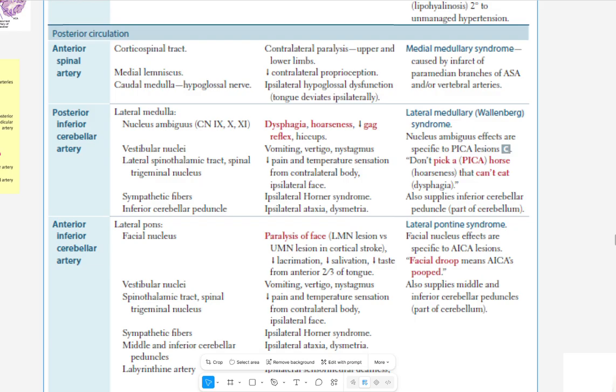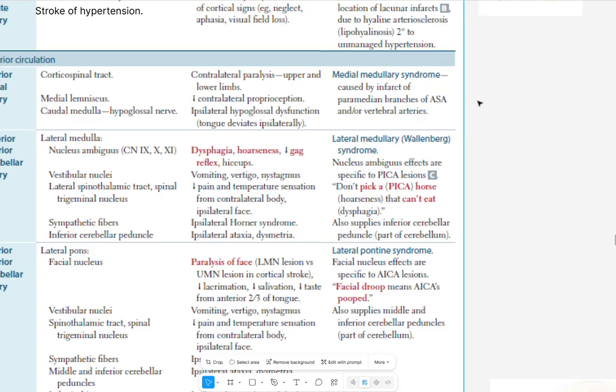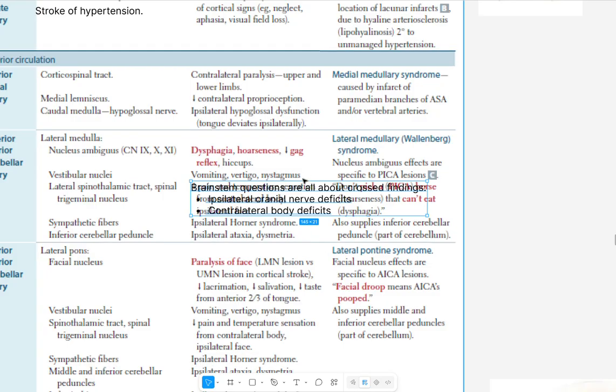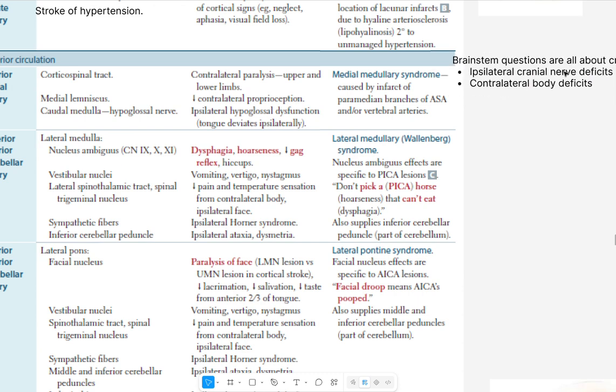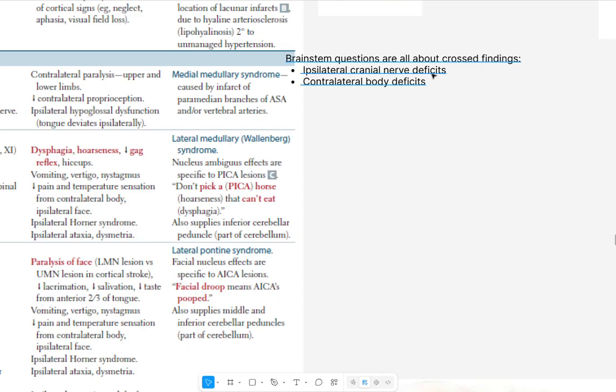Okay. So first and foremost, whenever we talk about the brainstem, questions are all about crossed findings, right? So they have ipsilateral cranial nerve deficits and contralateral body deficits. That's something you can remember. Whenever we talk about the brainstem, we always talk about ipsilateral cranial nerve deficits and contralateral body deficits. I'll punch this here, right? So brainstem questions are always about crossed findings.